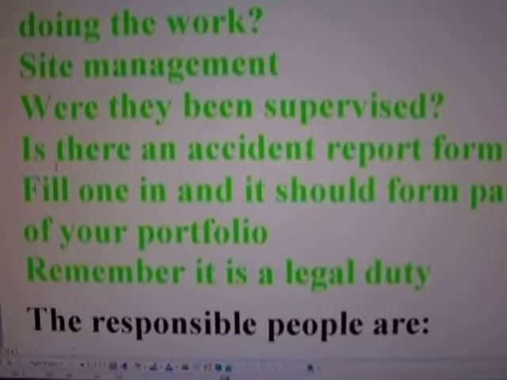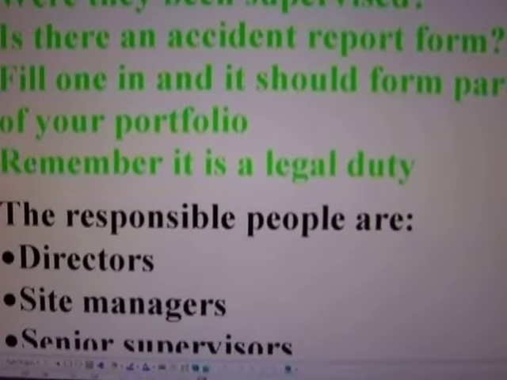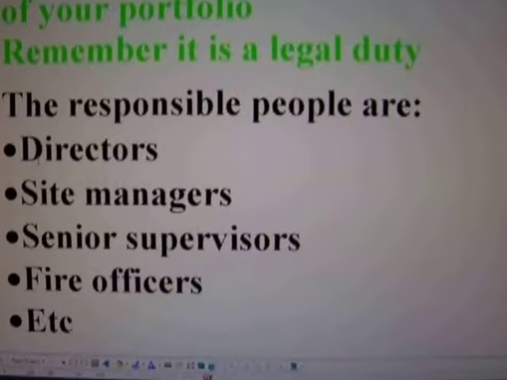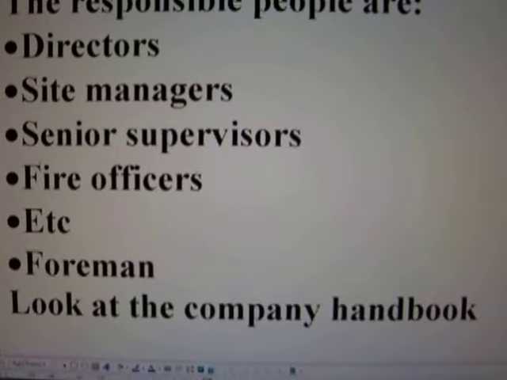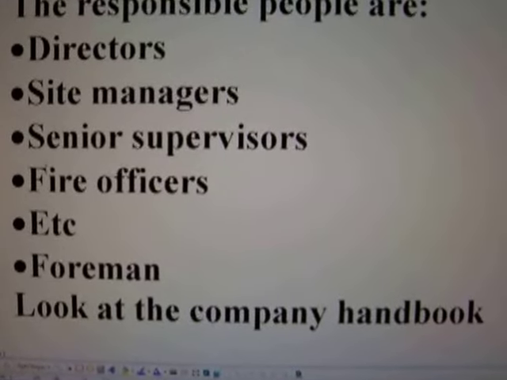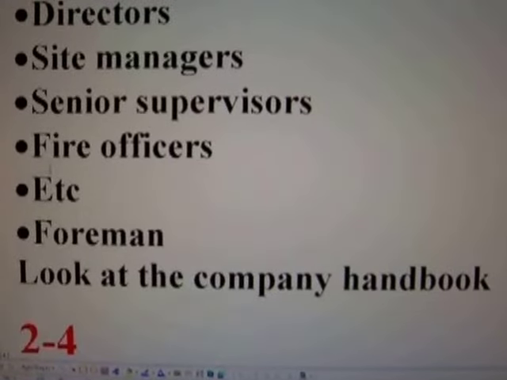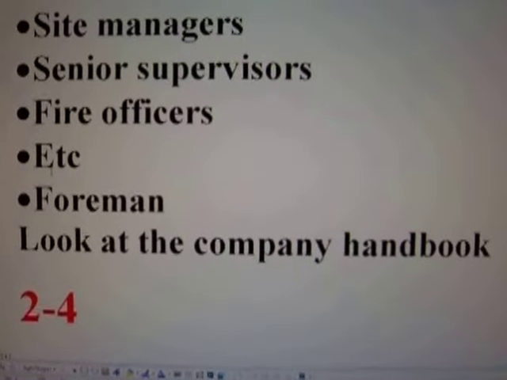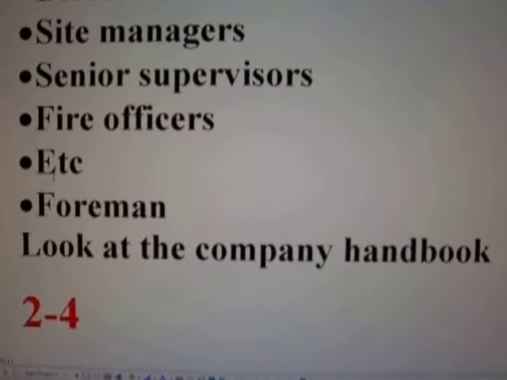Remember, it is a legal duty. Responsible people are directors, site managers, senior supervisors, fire officers, etc. Your foreman is also a responsible person. Look at the company handbook. They normally list this for yourselves. Okay.